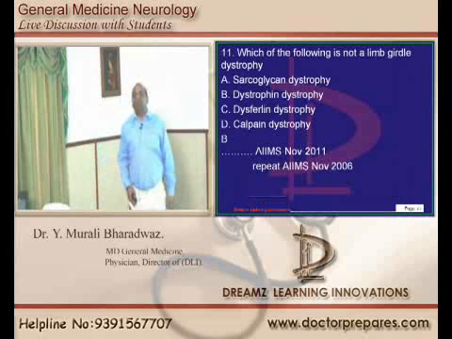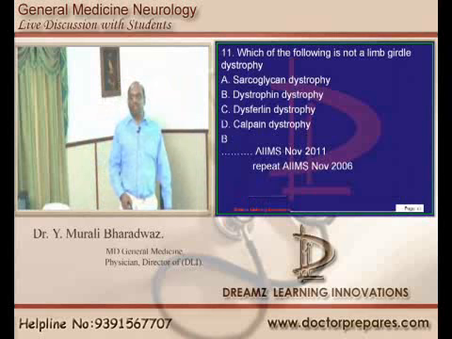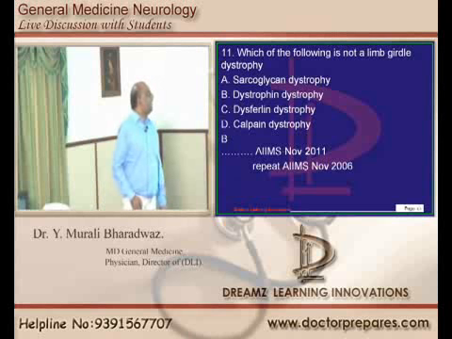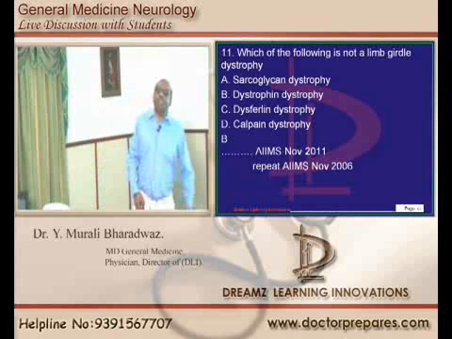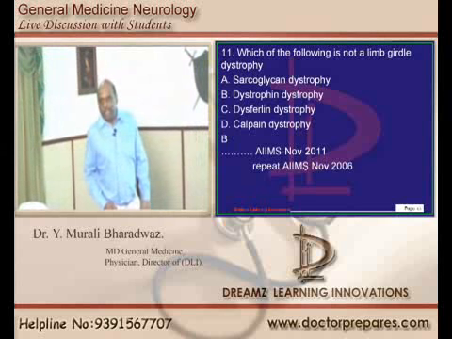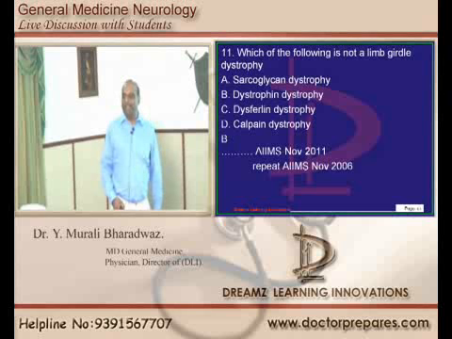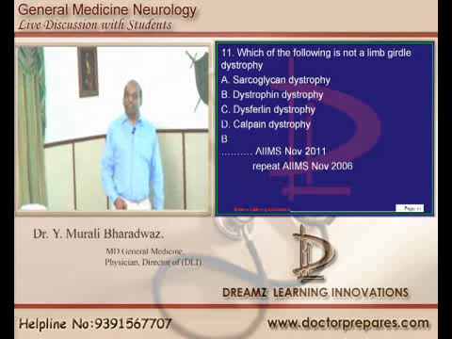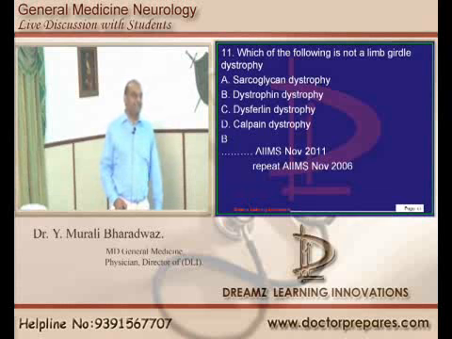Now the AIIMS November 2011 question, also a repeat of a November 2006 question, is: which is not a limb girdle dystrophy? Honestly, topics like limb girdle dystrophy are not at MBBS level. At MBBS level, to know Parkinsonism is too much. And to know that Parkinsonism is different from Wolff-Parkinson-White disease is most important. You will get a gold medal.